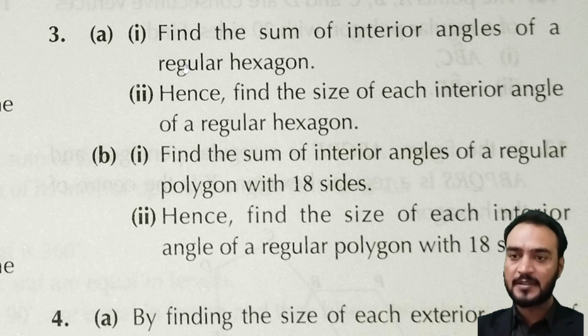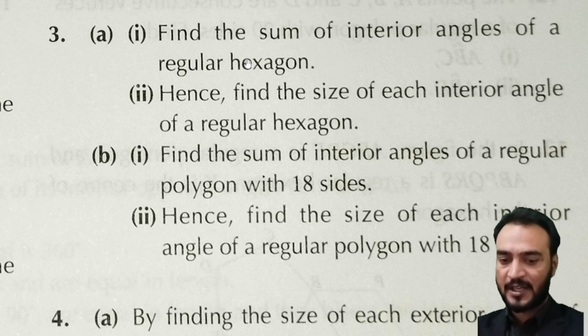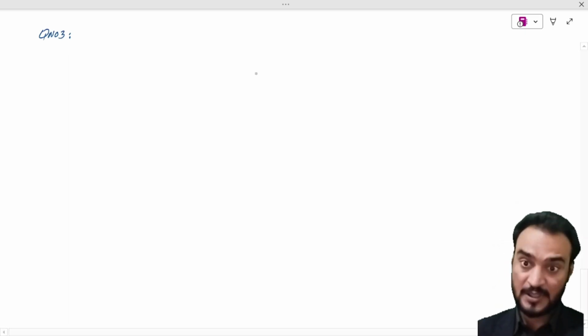Regular means this hexagon has all sides equal in length, and hexagon means this is a polygon having 6 sides. All 6 sides are equal in length. We have to find the sum of interior angles in part 1 of part A of question number 3. So let us solve.